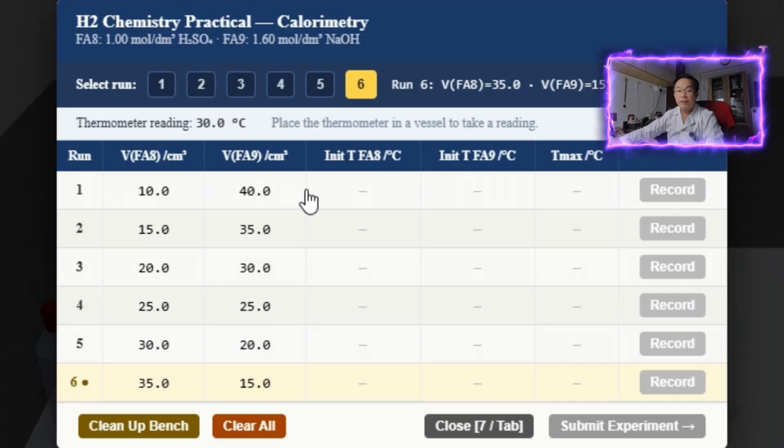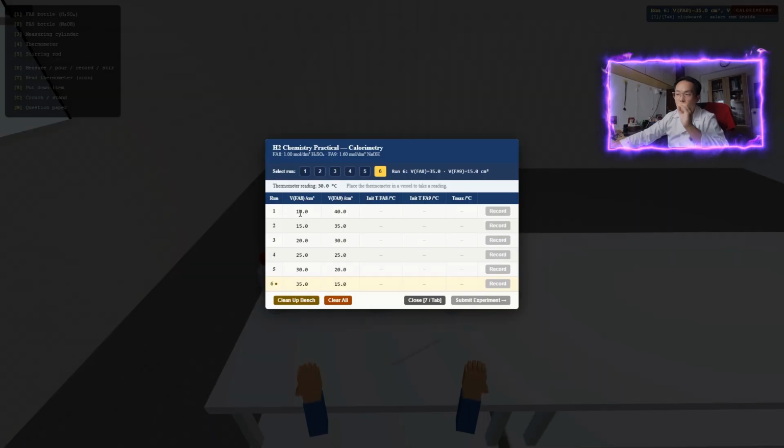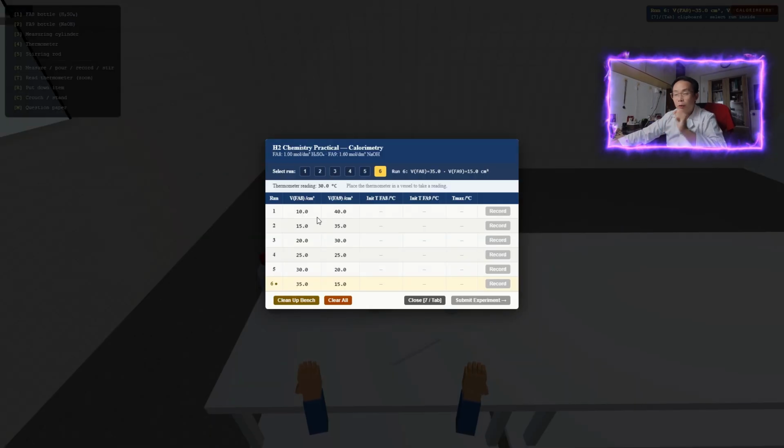So these are all the volumes set for me already. Sometimes in your exam paper they will tell you, other times you have to design it yourself. So for run 1, you need a volume of 10 cm3 for FA8, 40 for FA9. And you can look through the rest first. Can you see that the total is always 50? And that's also part of the experiment design. So right now I'm going to do experiment 1.